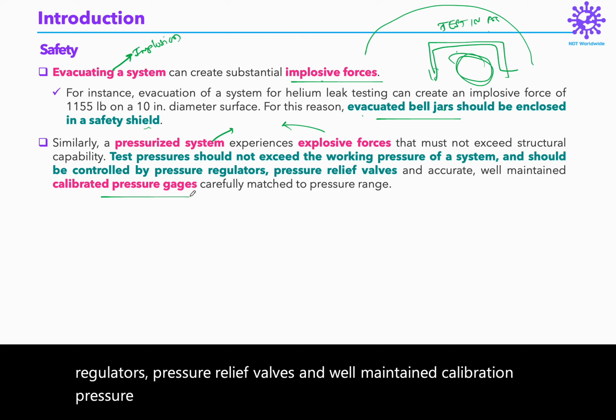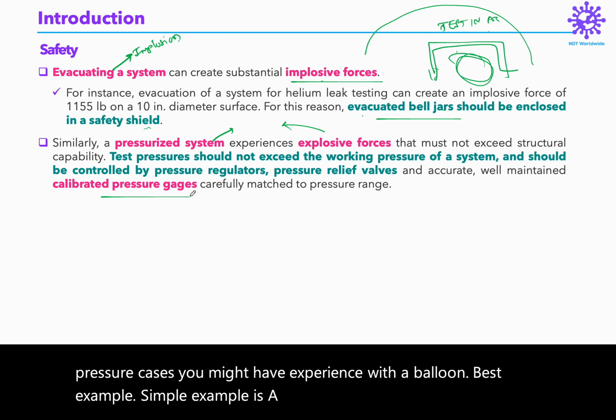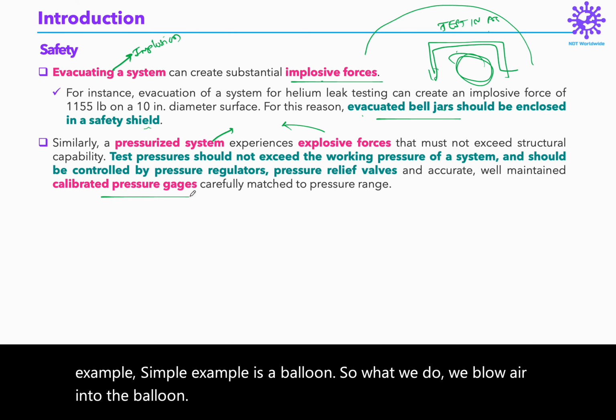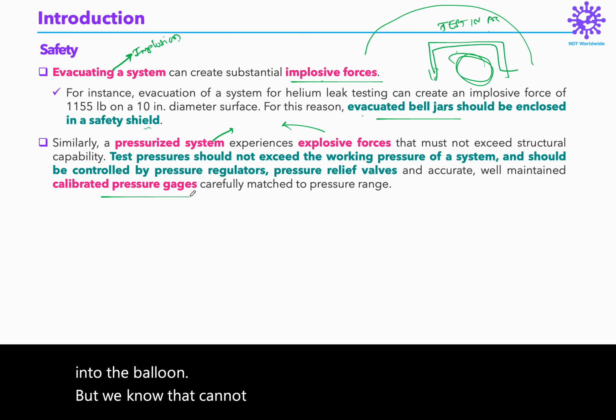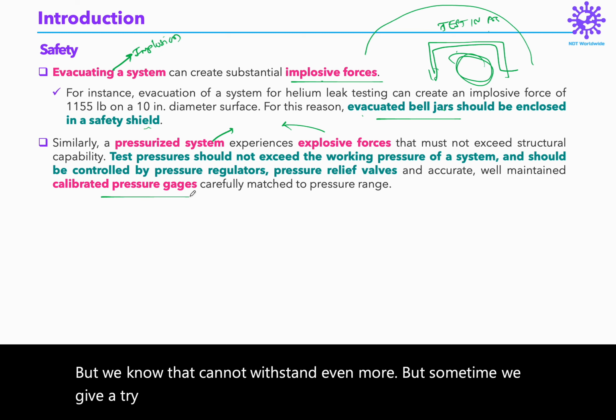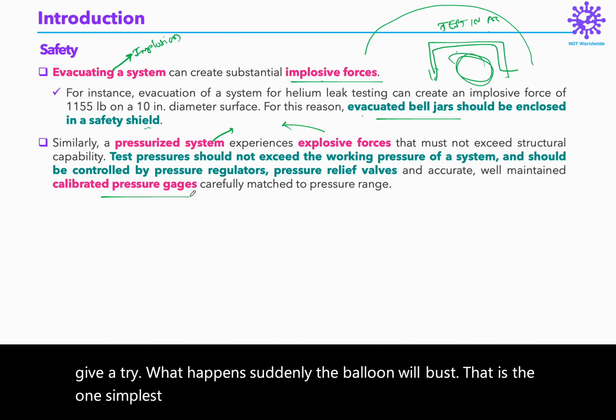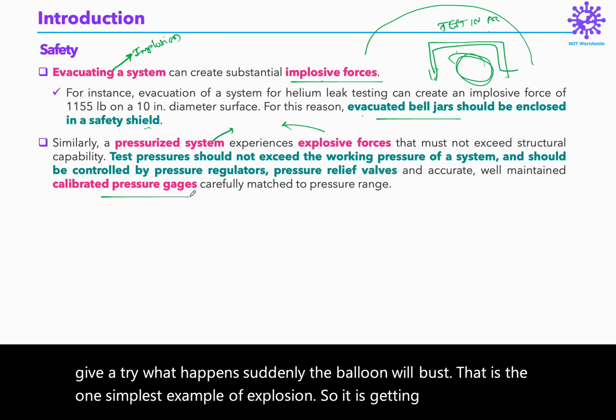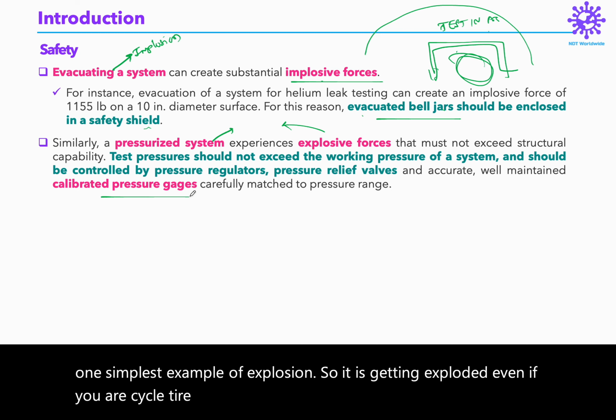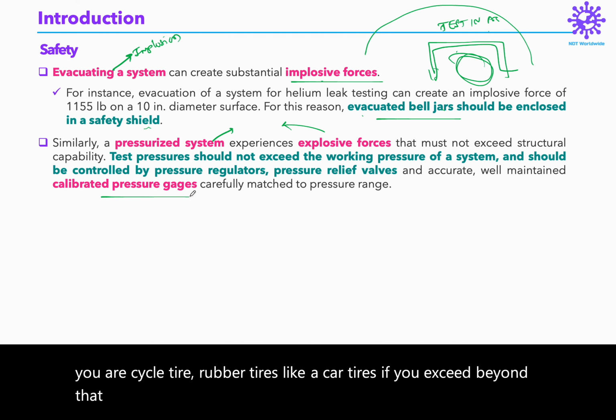You might have experience with a balloon. The simplest example is a balloon. We blow air into the balloon, but we know it cannot withstand much more. Sometimes we give it a try, and what happens? Suddenly the balloon bursts. That is the simplest example of explosion. Even with a cycle tire or car tires, if you exceed the working pressure, it leads to an explosion.